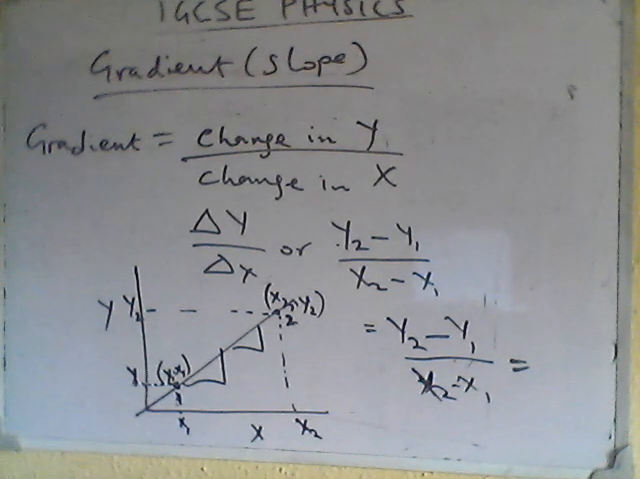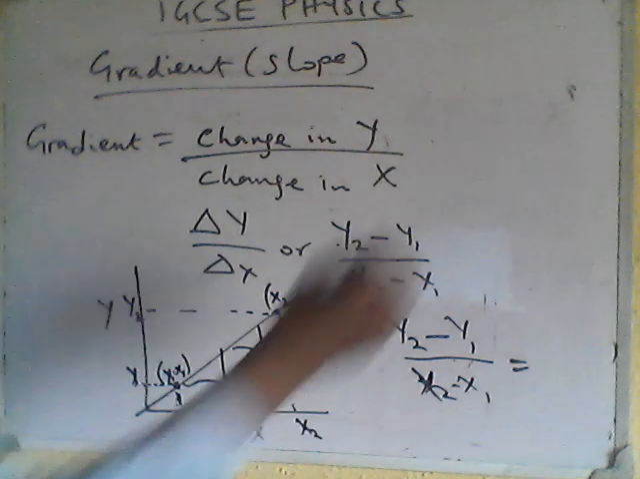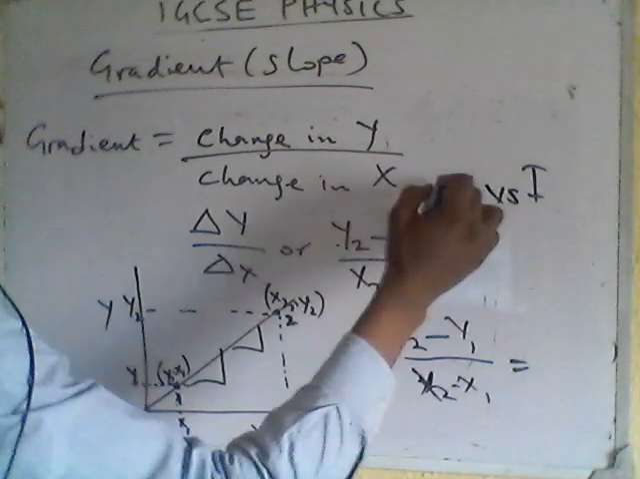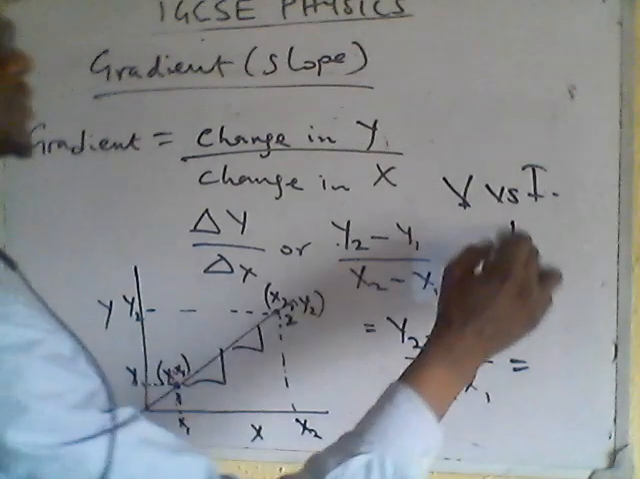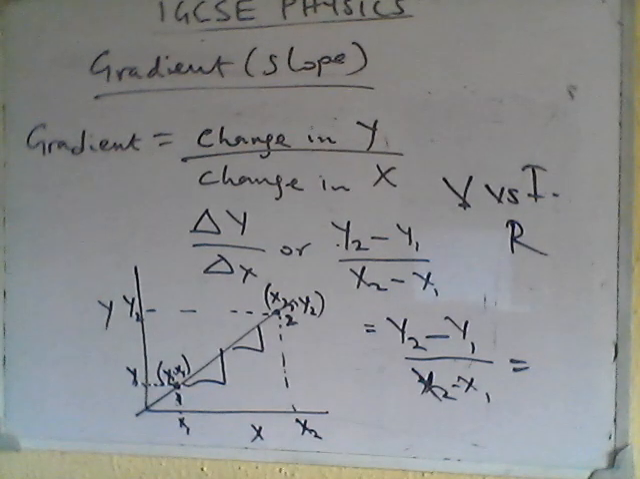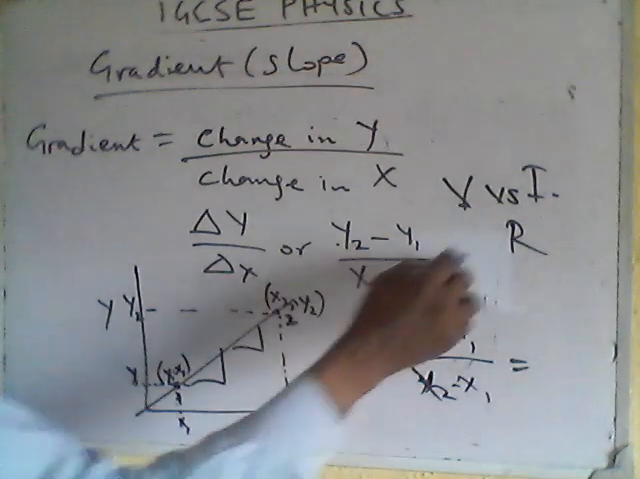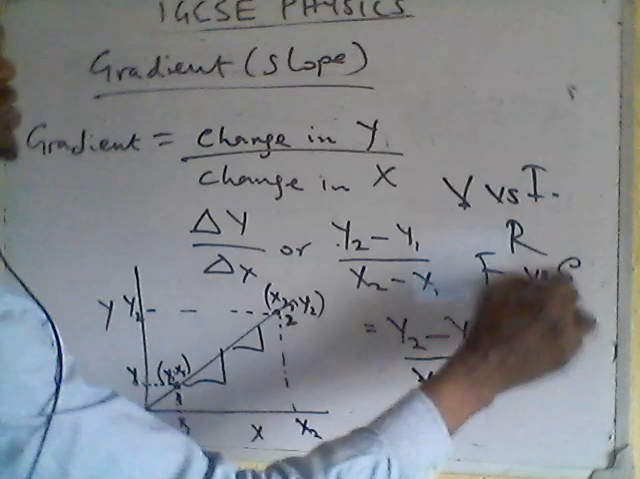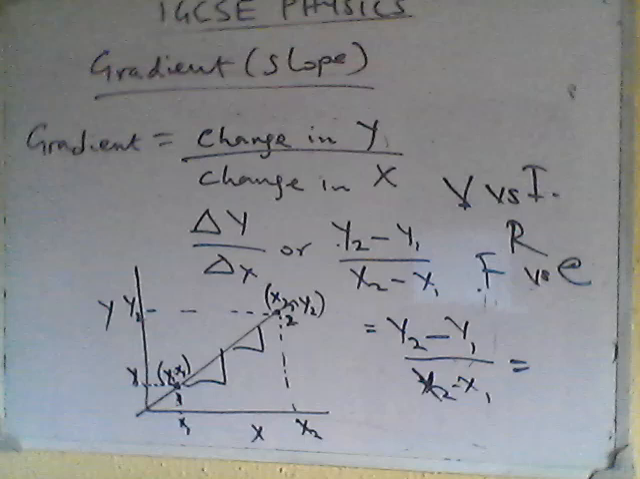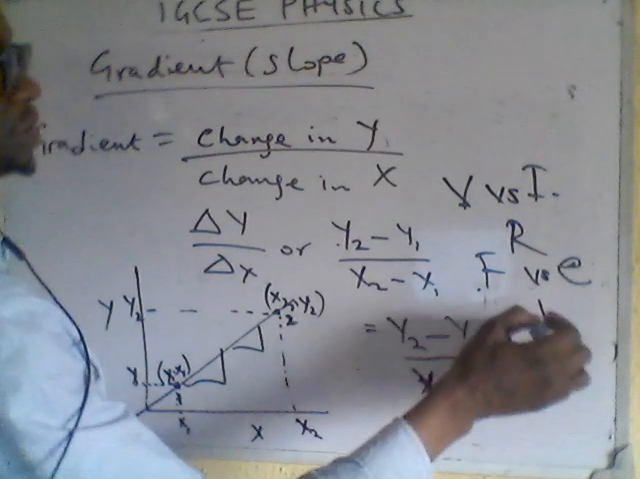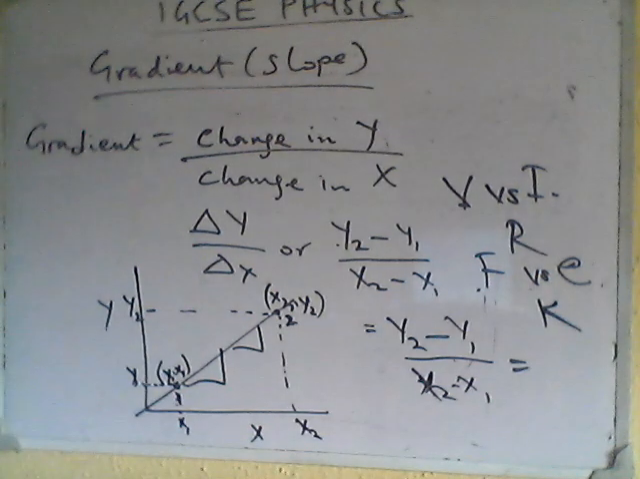For Ohm's law graph, we will plot V versus I. V is voltage, I is current, right? So the gradient is the resistance R. For Hooke's law, if we are plotting the graph of force versus extension, force is in Newton, extension is in meter. The gradient is the constant K, known as the spring constant.